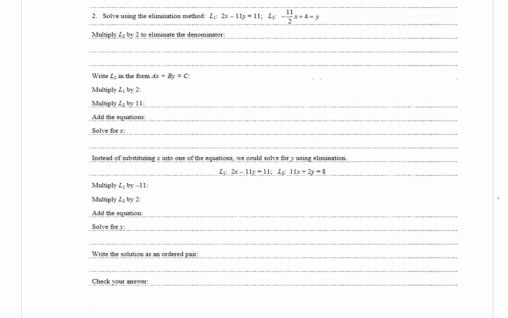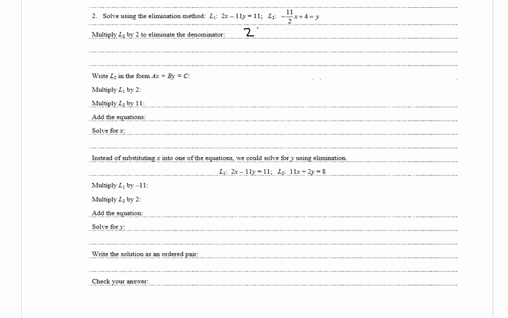In 2, it says, solve using elimination method. L1 is 2x minus 11y is equal to 11, and L2 is negative 11 halves x plus 4 is equal to y. So the first thing they want us to do is multiply L2 by 2 to eliminate the denominator.